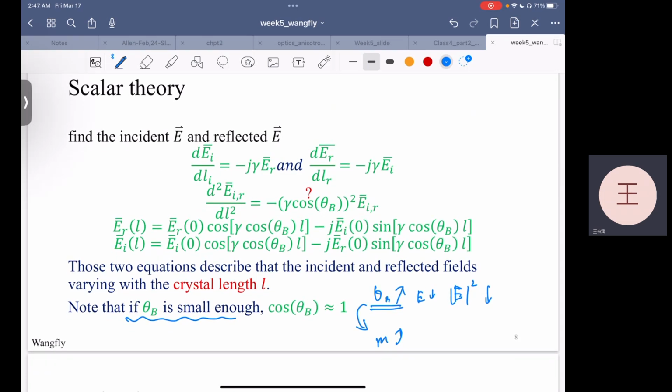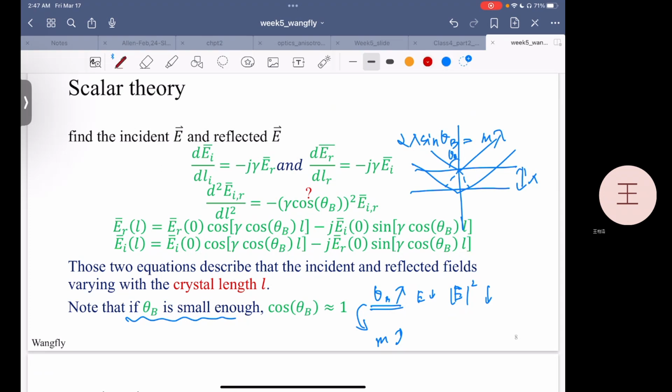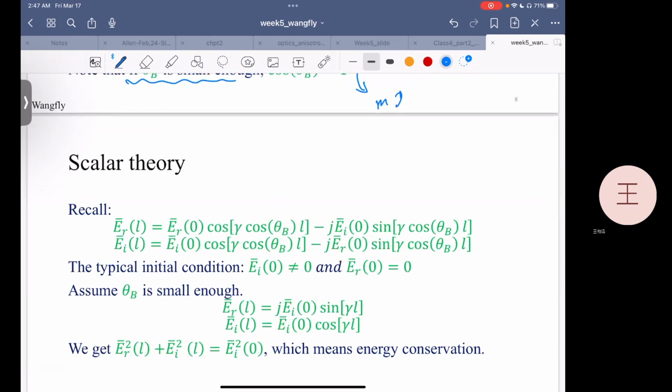If you still remember, for the Bragg diffraction, it equals m lambda for constructive interference. Consider this, and then you have a wave incident at theta b. So what we are trying to calculate is this.